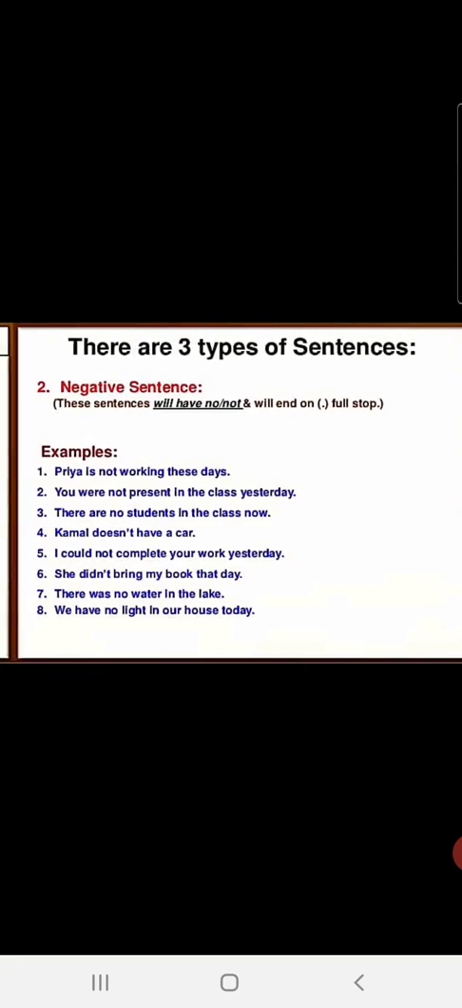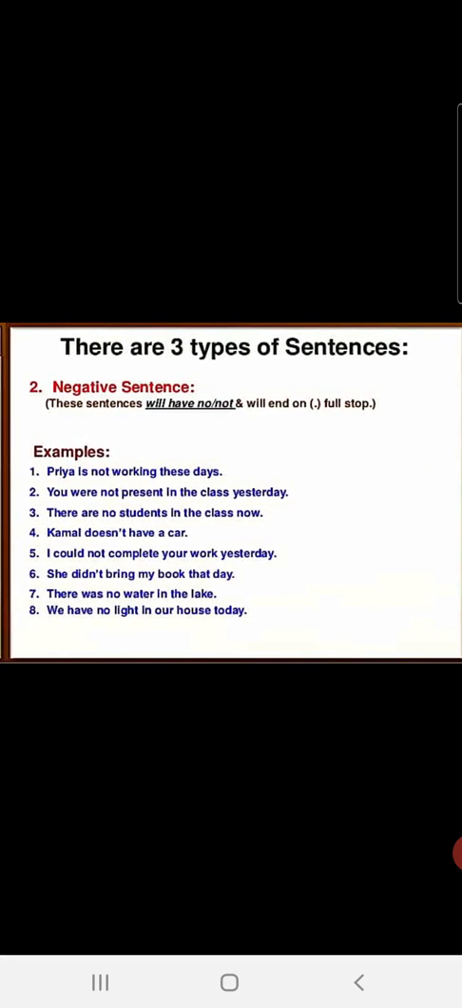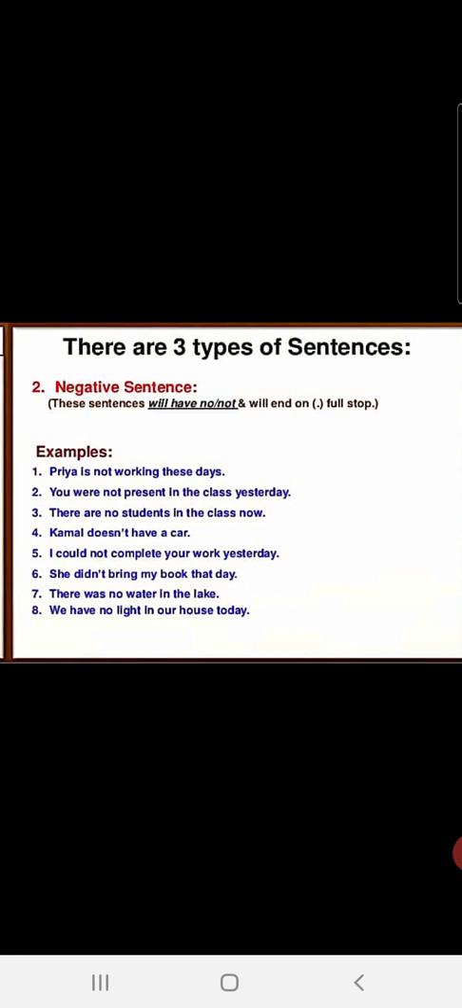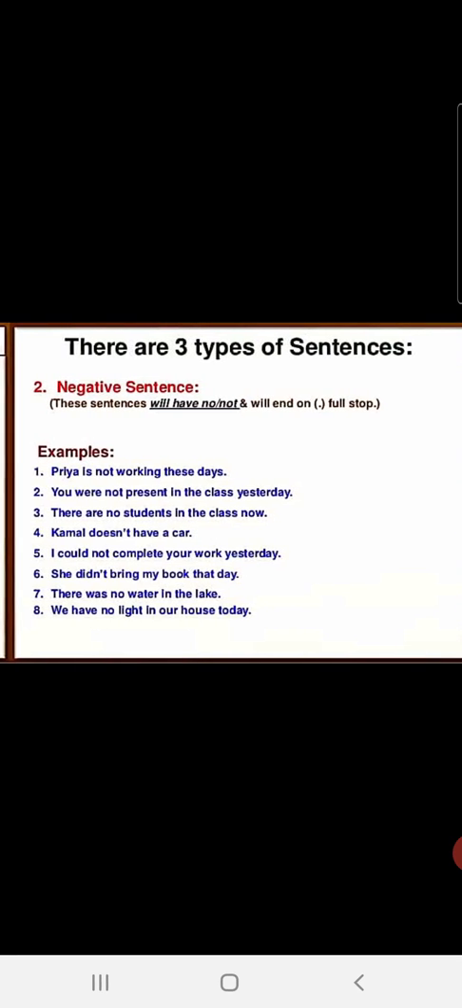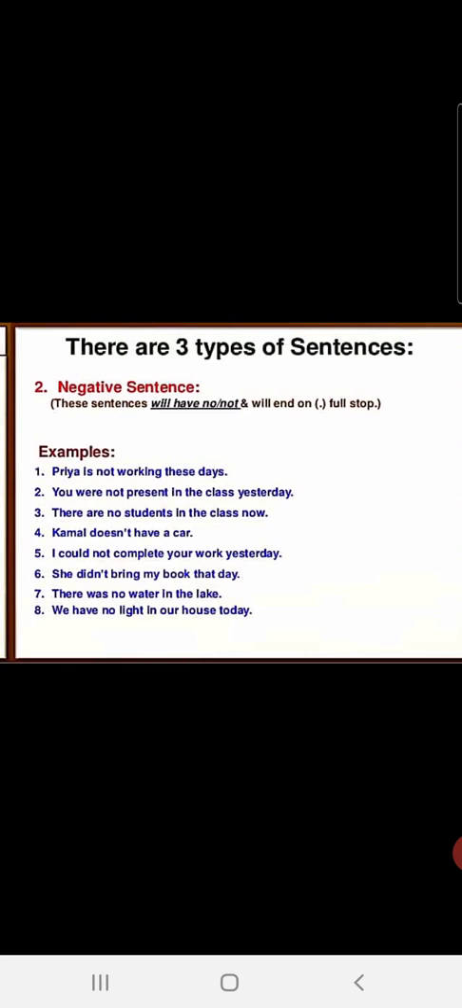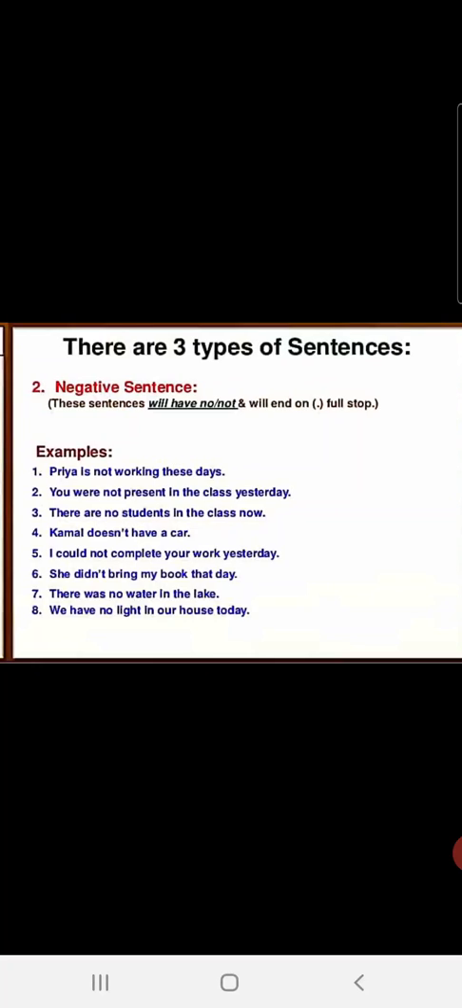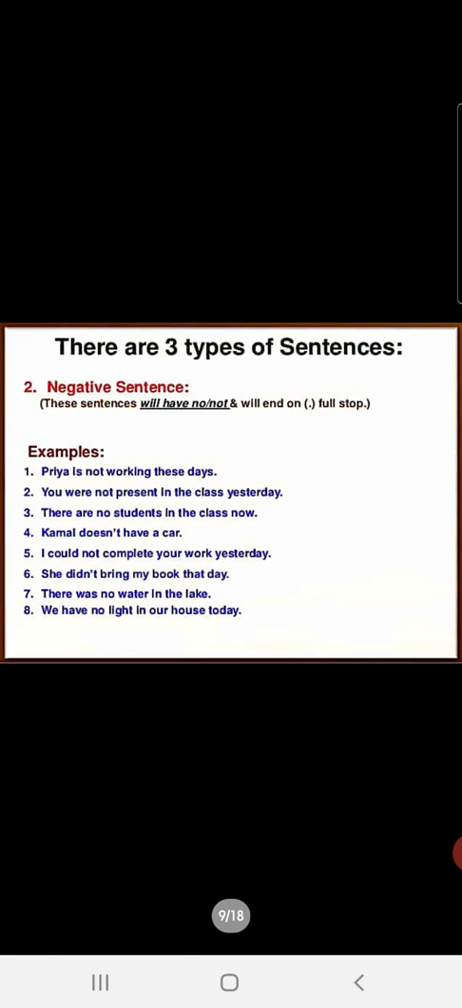Children, we did contracted forms in the last class. What does doesn't mean? Does and not. So does and not we write together in a short form, doesn't. Okay. I could not complete your work yesterday. She didn't bring my book that day. Did not. There was no water in the lake. We have no light in our house today. So children, the sentences with not or no represent negative sentences.